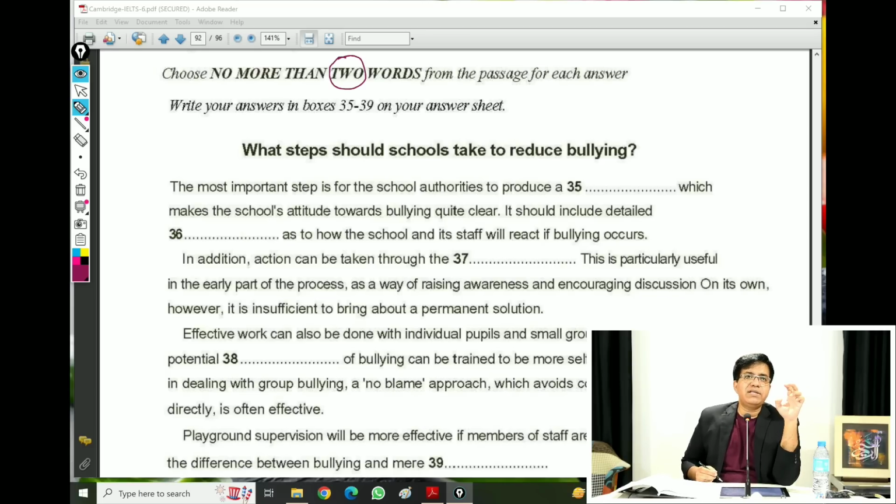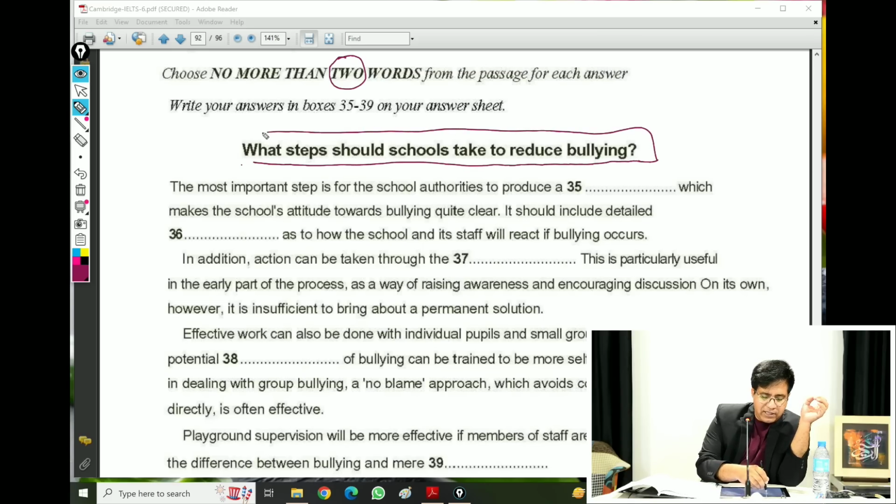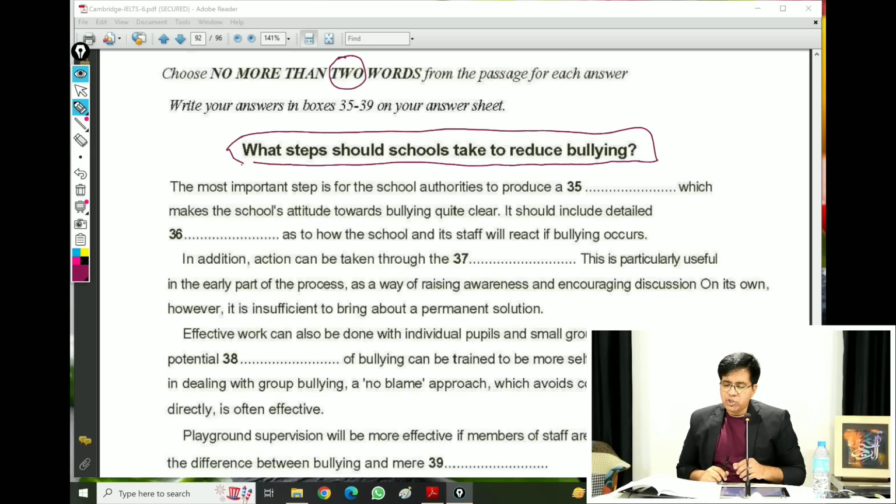No more than two. What does it mean? Maximum two. Minimum? Absolutely. And have they used any number? No. So one word or maximum two words, right? What steps should schools take to reduce bullying? Now listen. Look for the word step.